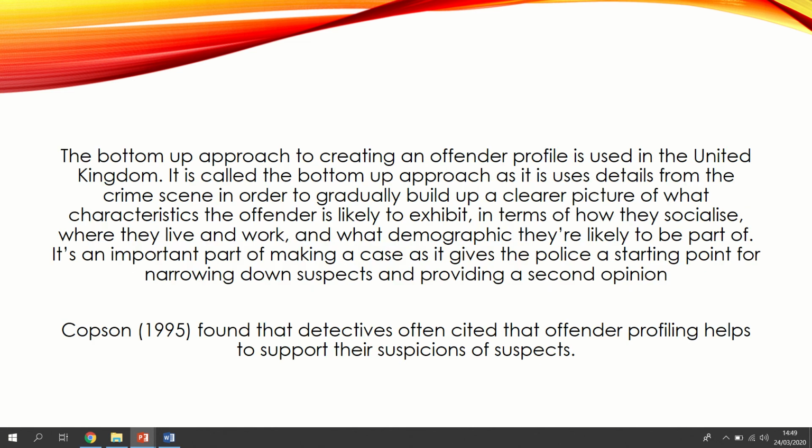The bottom-up approach to creating an offender profile is used in the United Kingdom. It's called the bottom-up approach as it uses detail from the crime scene in order to gradually build up a clearer picture of the characteristics of the offender. He uses geographical profiling within this bottom-up approach.